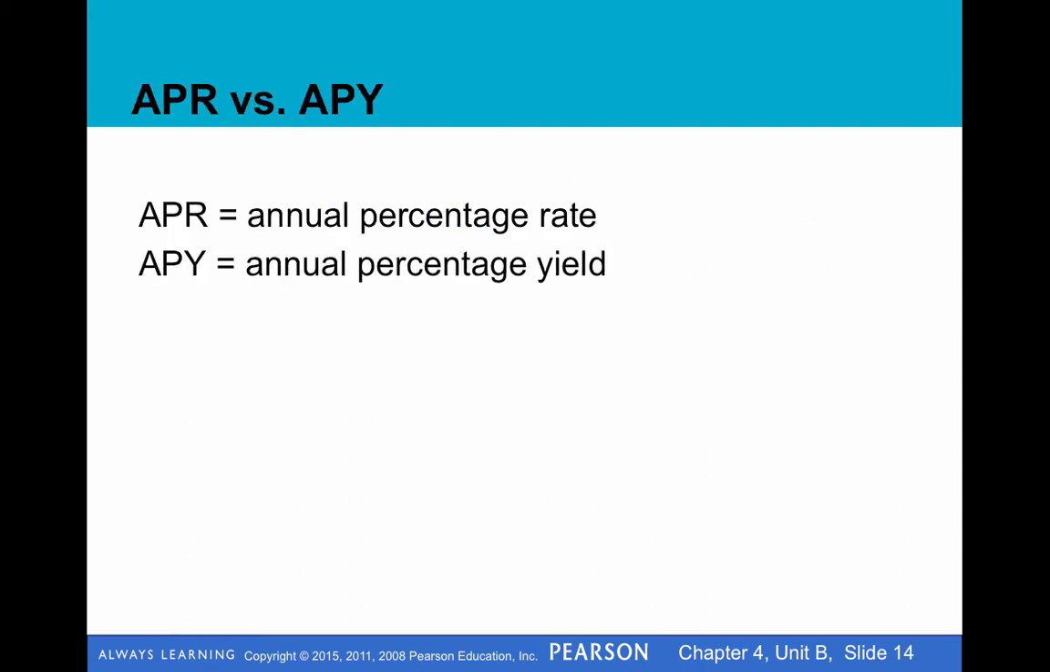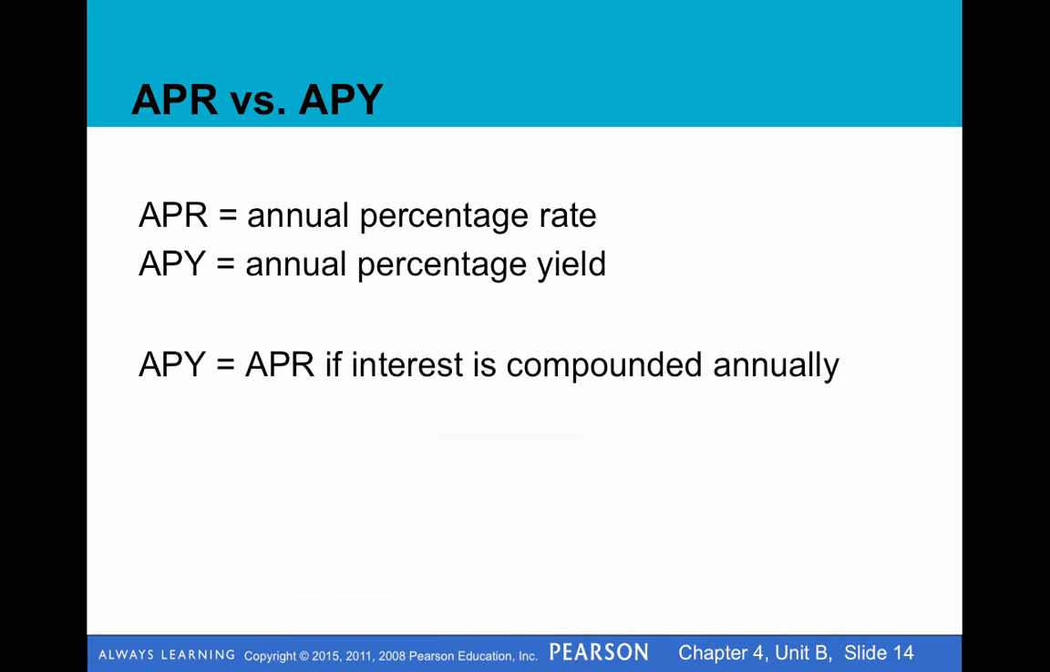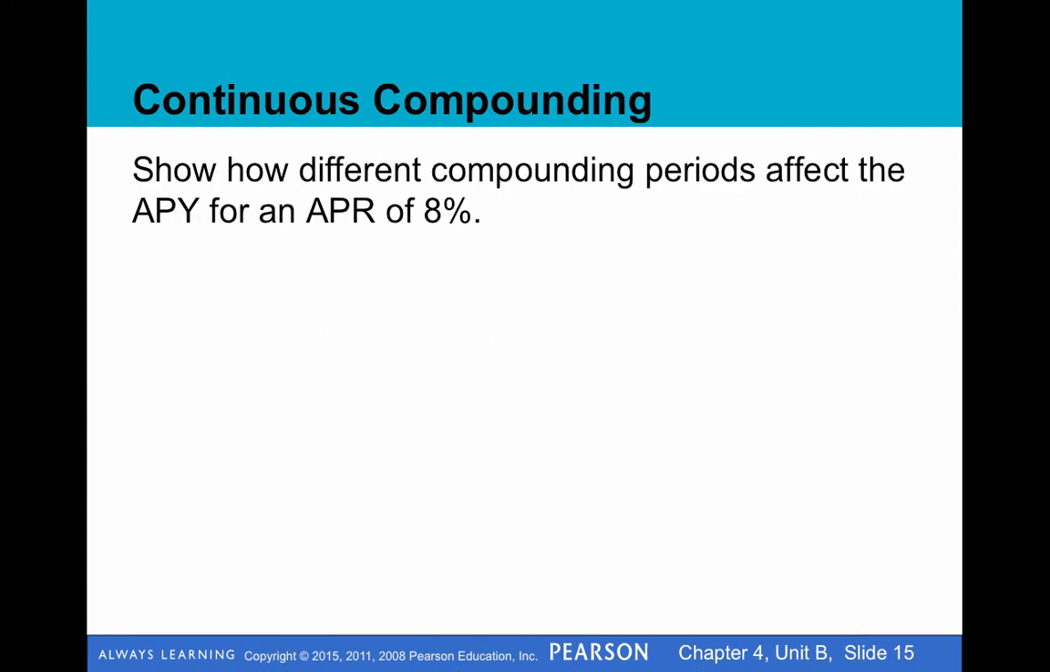So APR versus APY. APR is the quoted rate by the bank. The APY is actually what you're going to get if there's more than one compounding per year. And that's what we're saying here.